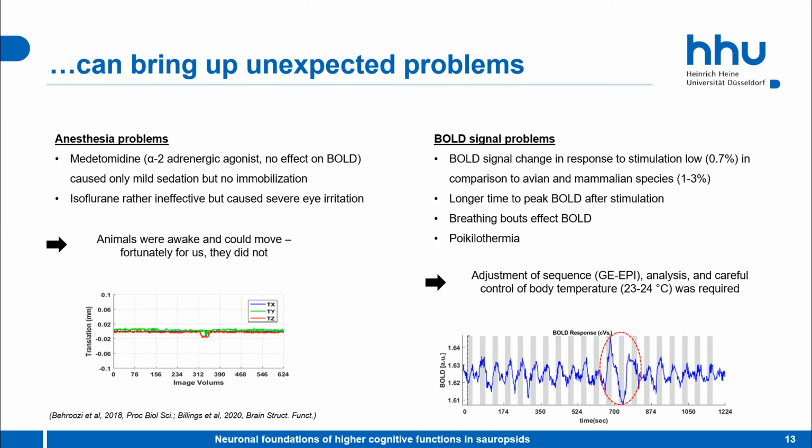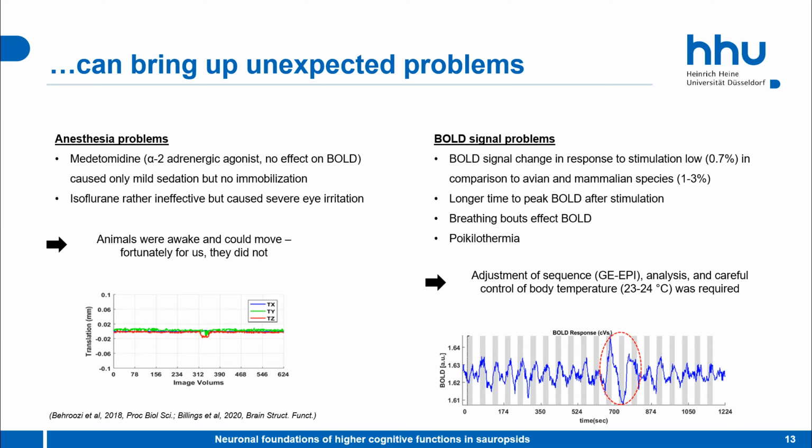The second problem is more of a technical problem, but also interesting, especially given the fact that reptilian species, including crocodiles, are poikilothermic species, and that might explain some of the problems. The BOLD signal in these species is relatively low in comparison to avian and mammalian species, with a BOLD signal change of only 0.7% in response to the stimulation. And also it takes longer until the BOLD signal peaks. And it took us actually a week to figure that out and to adjust our protocols.